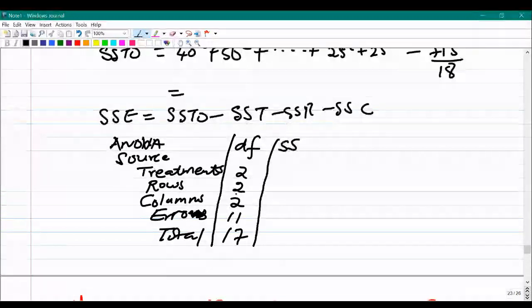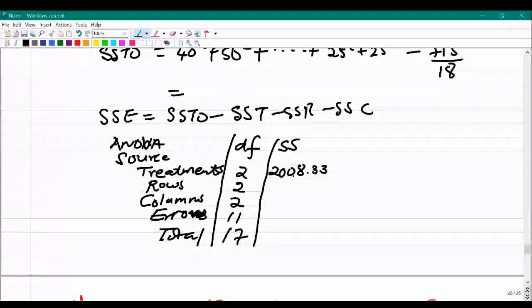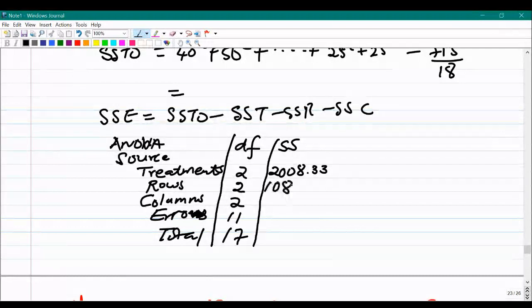Sum of squares. Yes, the guy who was giving me the values, please help me again. You said this one is 2008.33. Let's get the second one. 108. Let's get the second one. 108.33. 108.33. Column. 108.33.